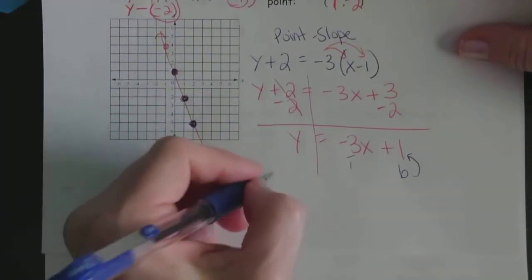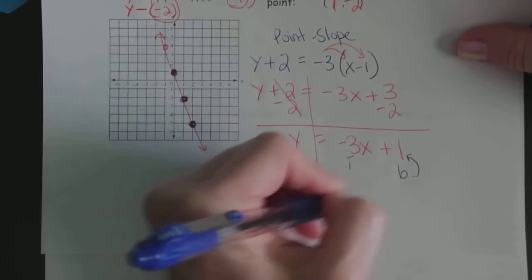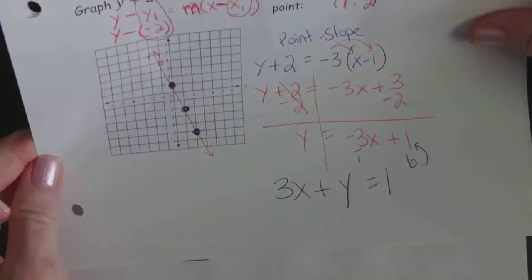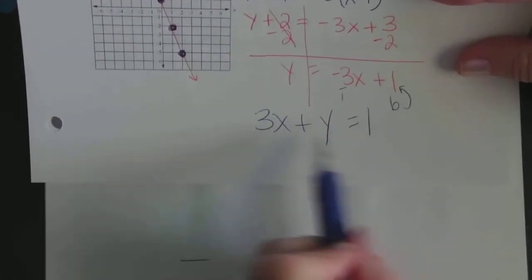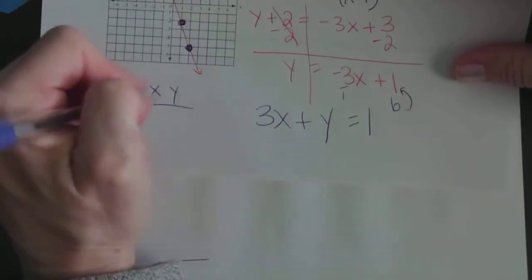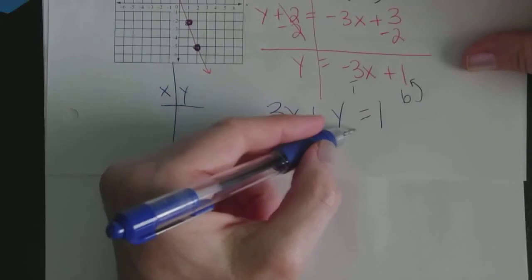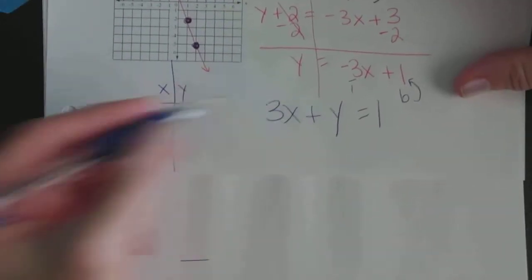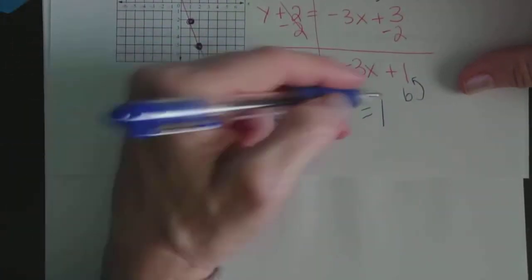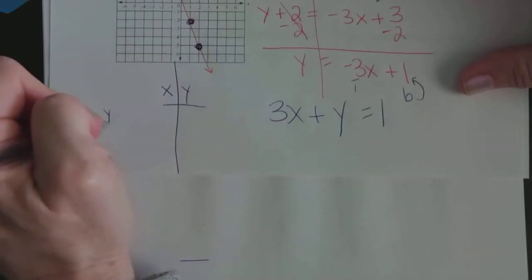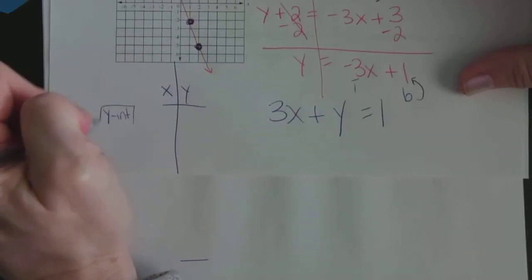And if I wanted to, heck, I could go to standard form too. If I add my 3x over, I would have 3x plus y equals 1. If I wanted to graph this by using my intercepts, remember the good old intercepts? Say I have standard form. What's the use of standard form? Well, you can graph by the intercepts.